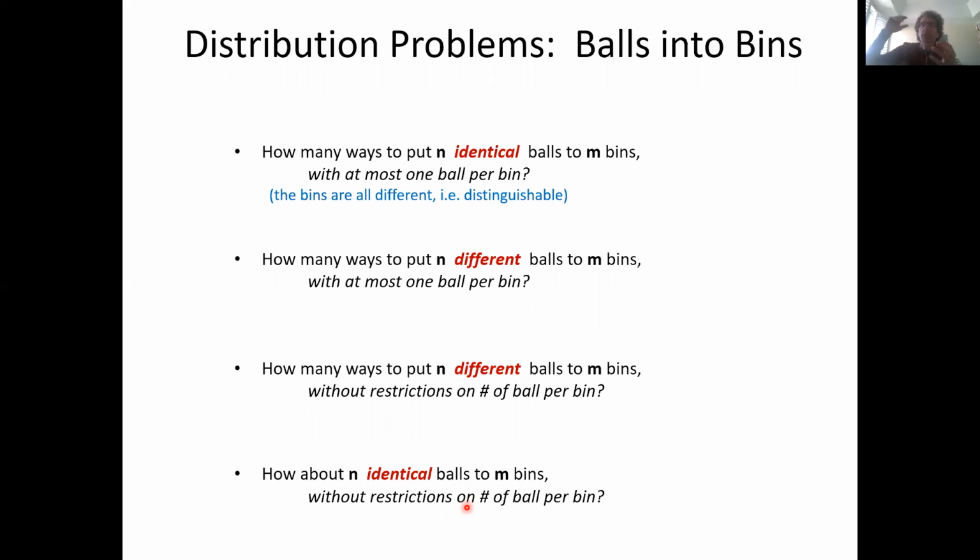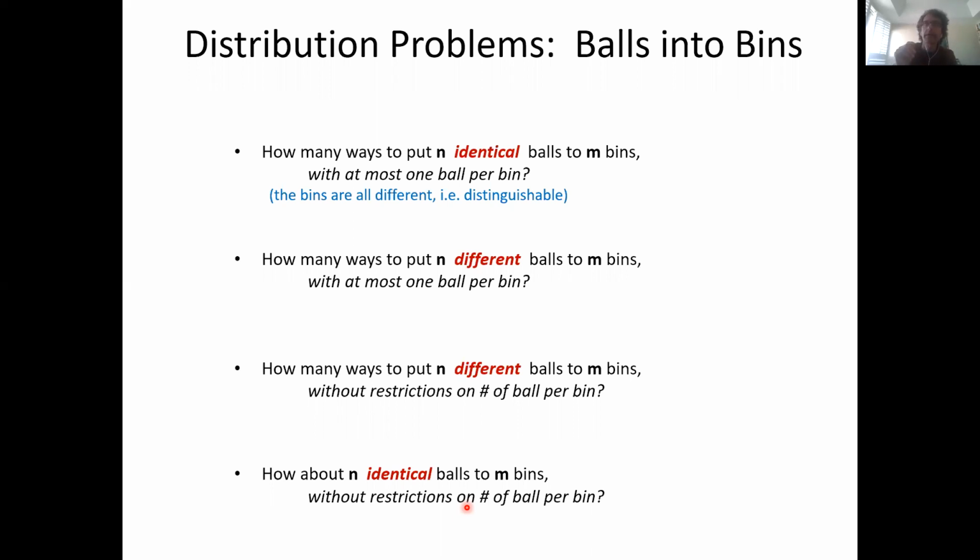Now, the bins will always be distinguishable, so we'll treat them as separate bins from 1 to m. So, for example, if all balls fall into the first bin or all balls fall into the second, that's a different assignment. Balls, on the other hand, we can conceptualize as all identical. So the only thing that matters is the multiplicity of balls that fall into a bin. Or they're different, they're labeled, so it's not just multiplicity but which ball, as if balls have numbers. So these are the basic two different varieties of these problems.